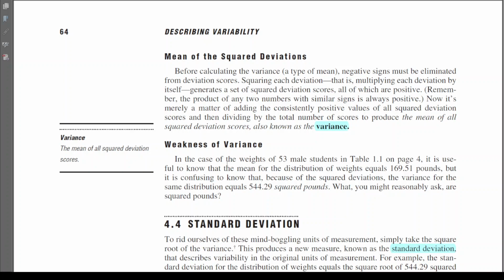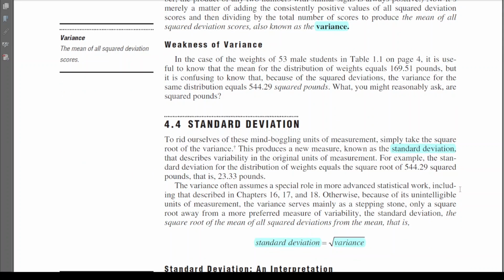That is what it says. In case of the weights of 53 male students in table 1.1, it is useful to know that the mean for the distribution of weights equals 169.51 pounds. But it is confusing to know that because of the squared deviations, the variance for the same distribution equals 544.29 squared pounds. Now, this 544.29 squared pounds does not give much of an intuition, and it is not that easily understandable. What you might reasonably ask are squared pounds. It is not that easily understandable.